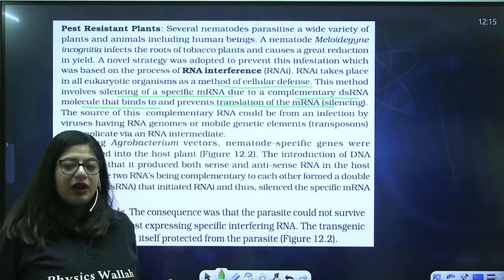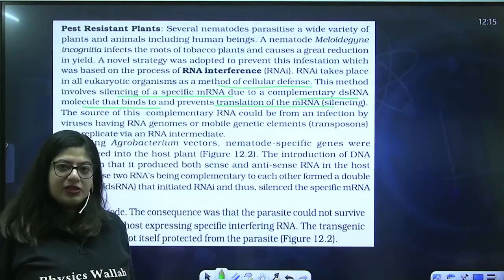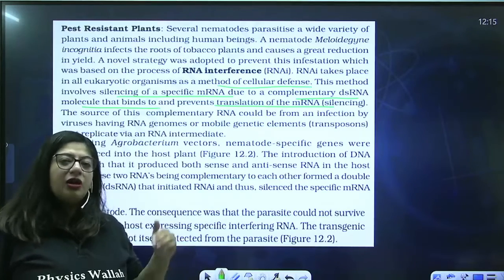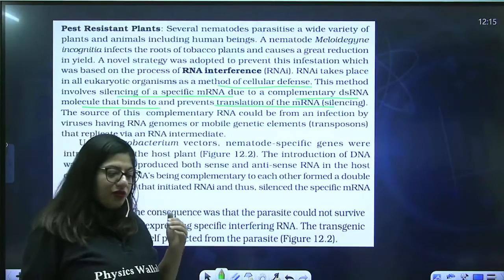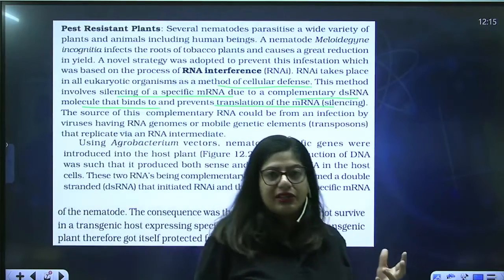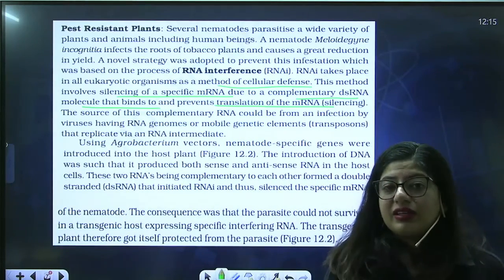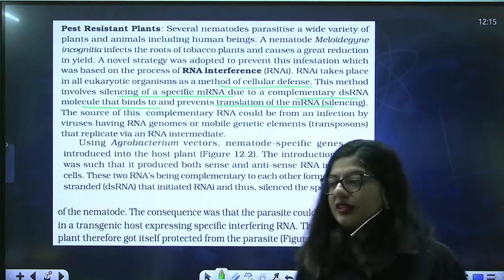How does Meloidogyne infect you? From DNA it produces mRNA, mRNA produces protein. Protein is the one that destroys the plant. That formation of protein from the mRNA is known as translation. So technically, if the mRNA is blocked, translation will not take place.